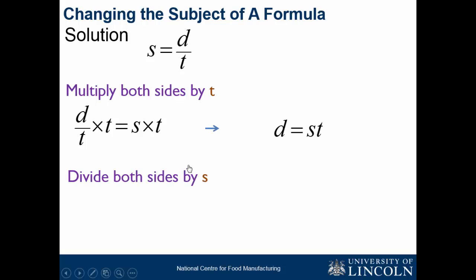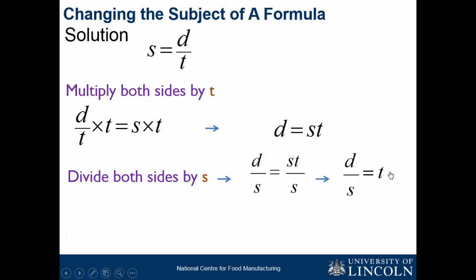But now we are looking for t, not xt. So we divide both sides by x. When you divide both sides by x, d over x equals xt over x. Here, x will cancel x, so we'll be left with d over x equals t.